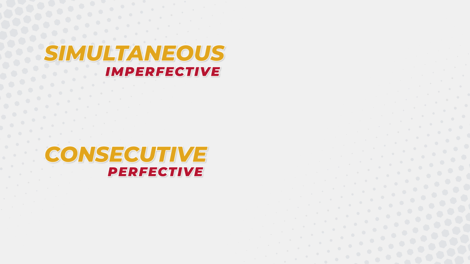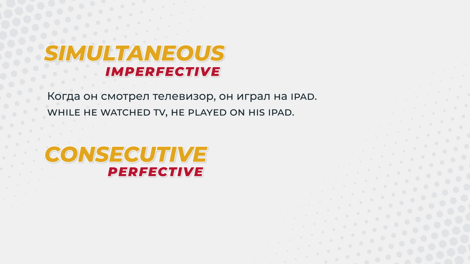So let me give you an example here. Когда он смотрел телевизор, он играл на iPad. While he watched TV, he played on his iPad. Both of the verbs, играть and смотреть, are in the imperfective form because both actions are happening at the same time. Here's an example for consecutive.